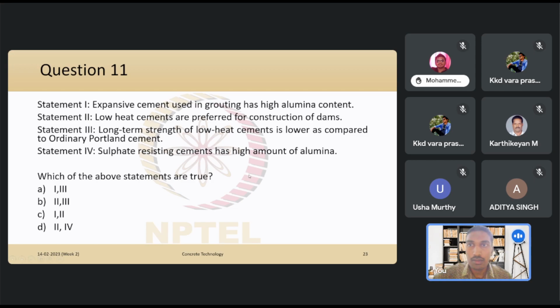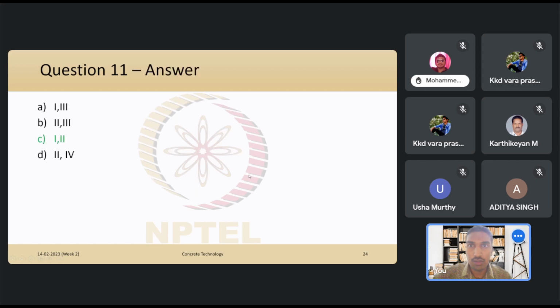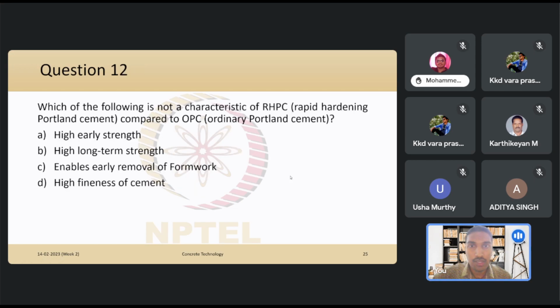Okay, so moving on to question number 12. Which of the following is not a characteristic of RHPC, which is rapid hardening Portland cement, compared to OPC? The options are: A, high early strength; B, high long-term strength; C, it enables early removal of formwork; D, high fineness of cement. So we are comparing RHPC with OPC.